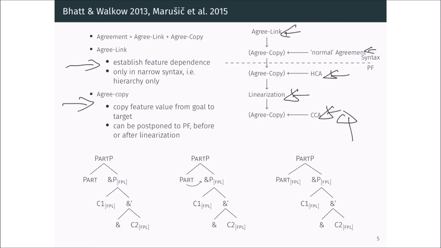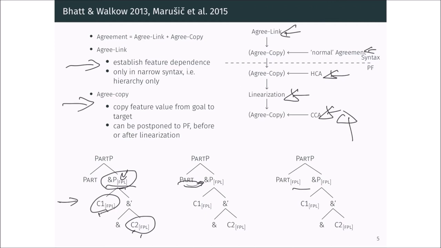Let's see a case for normal agreement. So here is a case where both conjuncts are feminine. The NP will have a feminine feature. The participle will first Agree-Link with the NP, and it will just copy the feminine plural feature. Crucially, when we have two conjuncts with mismatching gender, there won't be a straightforward way of inserting the feature to the NP, so we have to do something else.